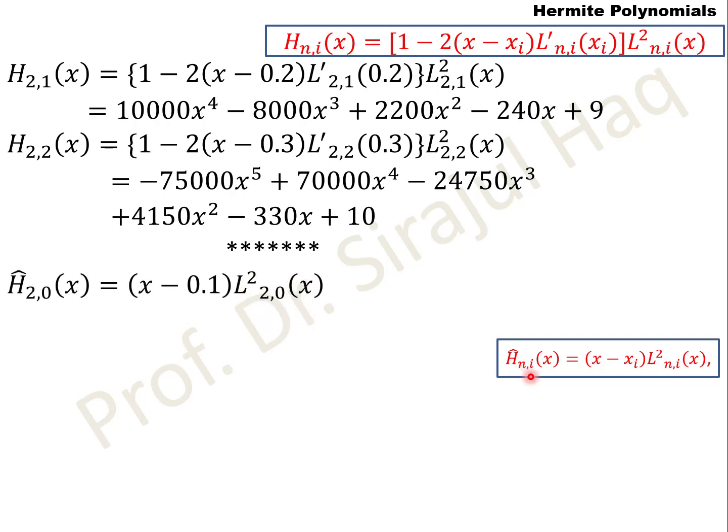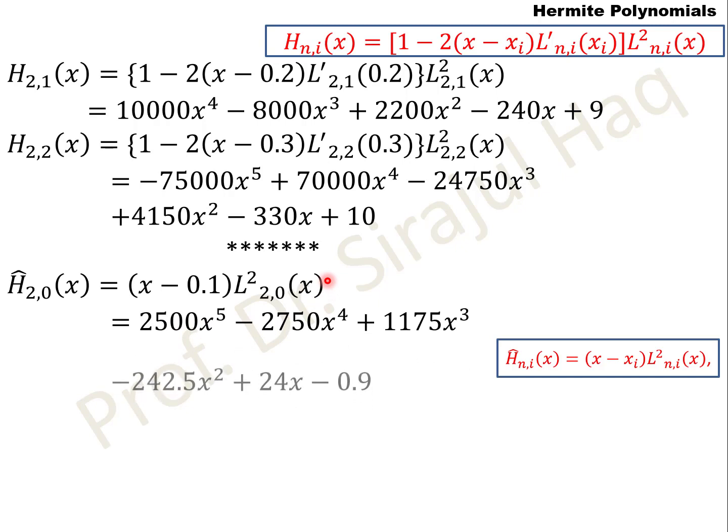When i is equal to 0, x minus x naught, where x naught is 0.1, is there, and this will be L2 naught square of x. Also, you know that we have computed this value already. So let's substitute the value and we get a polynomial of degree 5. Remember, it's clear from here, we have to square that and then multiply by x. So this is the polynomial you are getting.